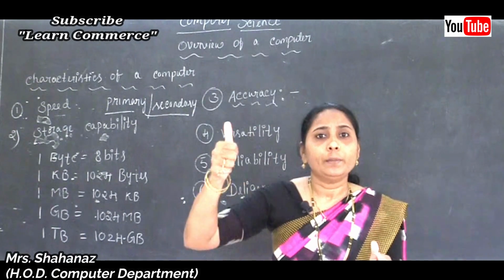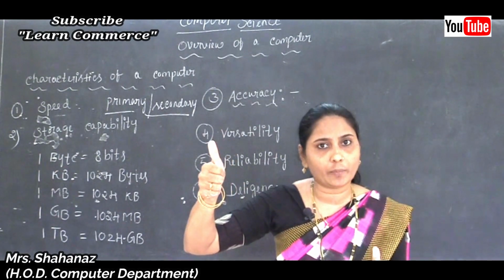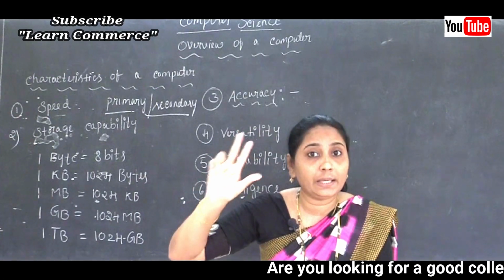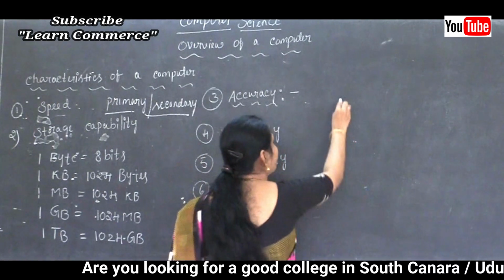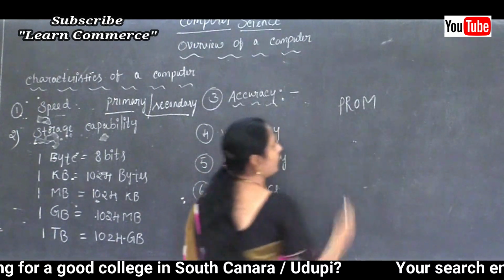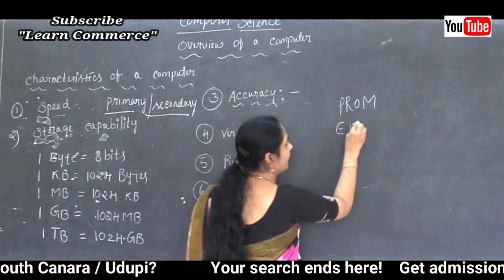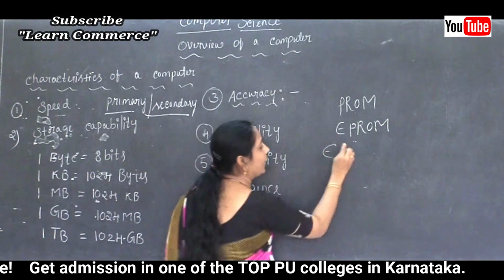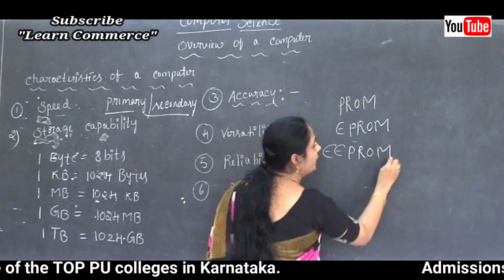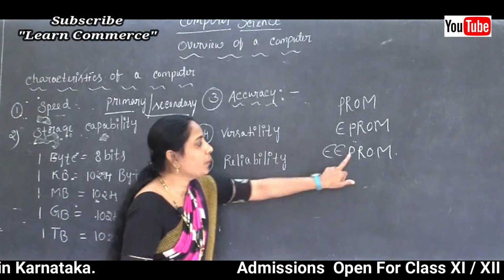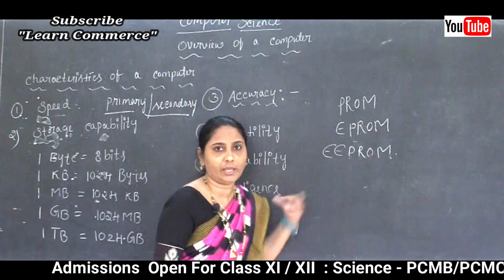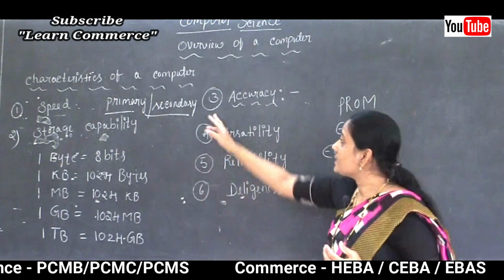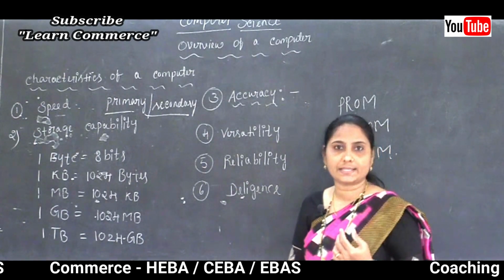The ROM types are PROM, that is the programmable read only memory, EPROM, erasable programmable read only memory, and EEPROM. Clear this point here? First I said PROM, programmable read only memory, and the next one is EPROM, erasable programmable read only memory, and EEPROM, that is electrically erasable programmable read only memory. So all are used to store the data here.